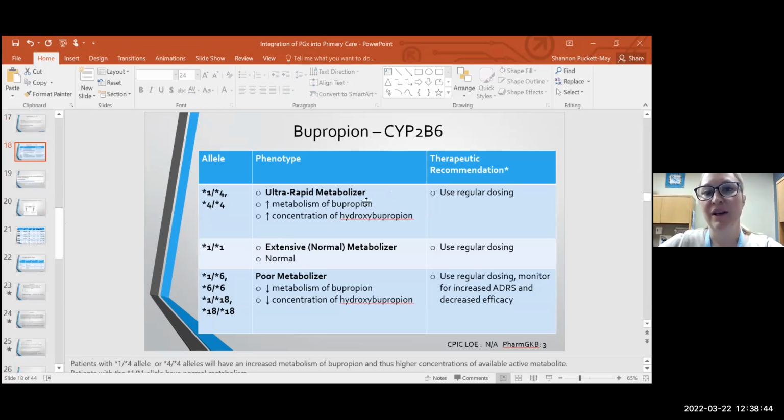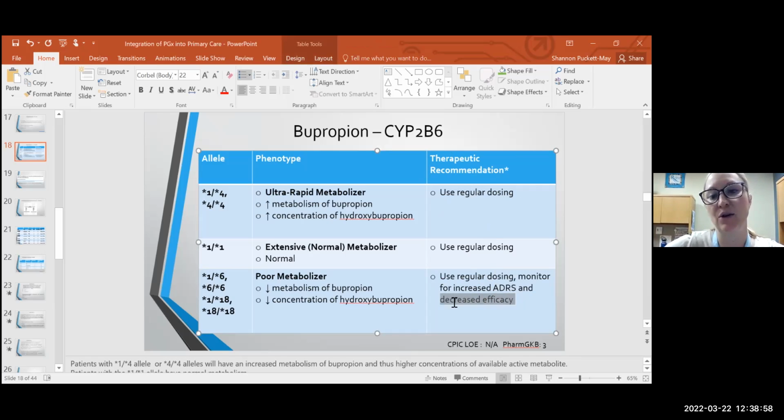Here's just a summary of bupropion and CYP2B6. Ultimately, use regular dosing unless you're a poor metabolizer, and then you might want to consider starting with a lower dose or monitoring for adverse effects and decreased efficacy. Bupropion is another medication that is metabolized into an active metabolite, so it might not work as well in patients who are poor metabolizers, and they might have higher risk of side effects like constipation and headaches.